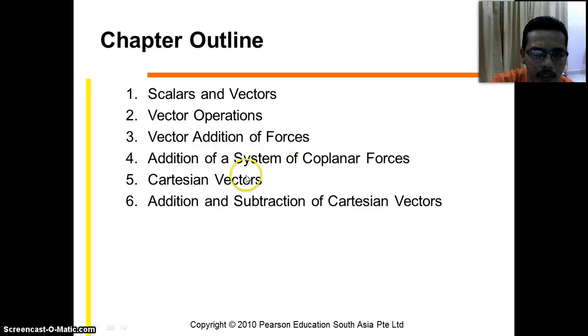The vector can be broken into x and y axis components. How do you express the vector, and what are the units of the vector, by using the Cartesian vector? From the Cartesian vector we can add and subtract. If we have two forces applied at one point, or more than two forces, how do you get the final resultant of all these forces?